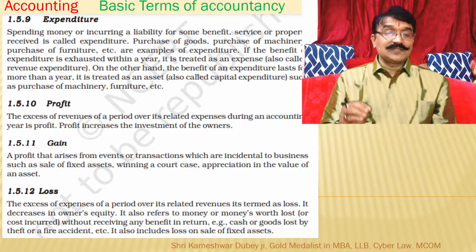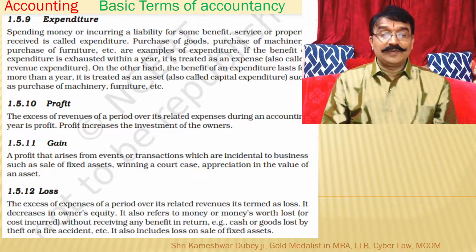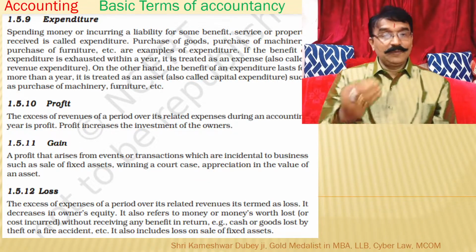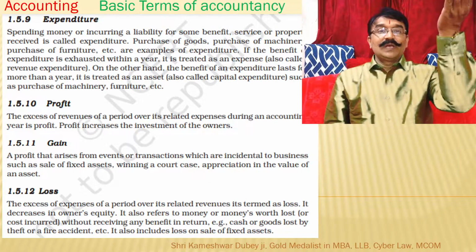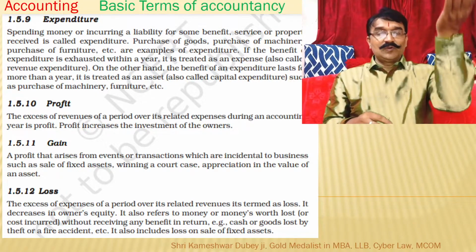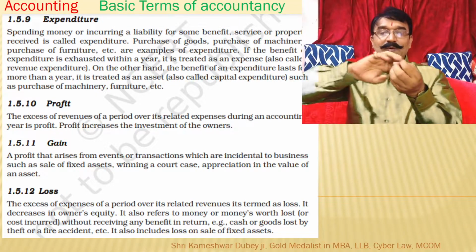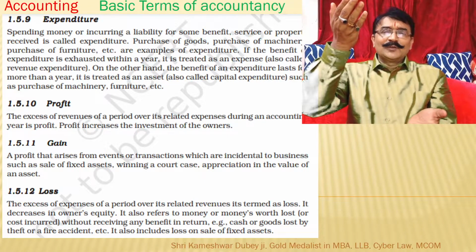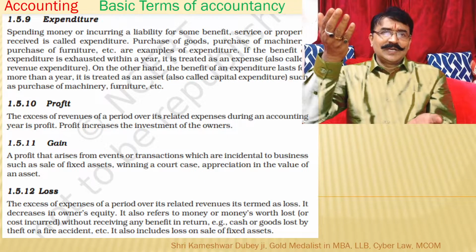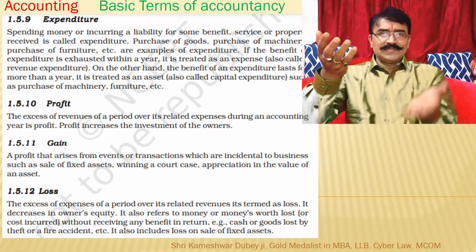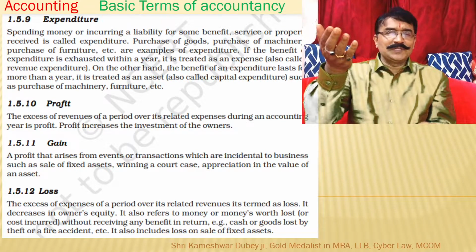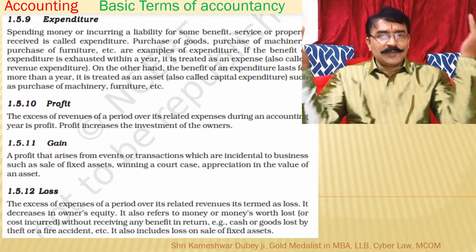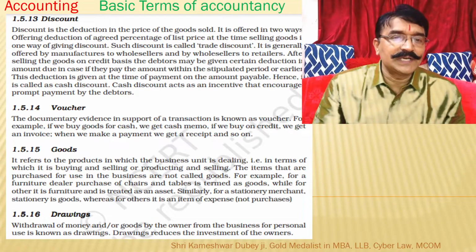Excess of expenses of a period over its related revenue is termed as loss. Loss is inverse to profit. In profit, revenues are more and expenses are less, so the balance is profit. When revenue is less and expenses are more, then there will be loss. Revenue means income. If income is 90 rupees and expenses are 100 rupees, that is 10 rupees loss. If income is 150 rupees and expense is 100 rupees, 50 rupees is profit. So we have to understand it in this way.